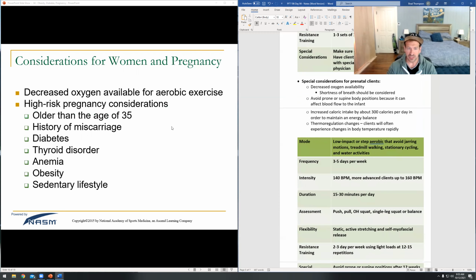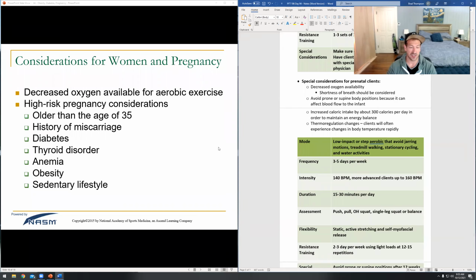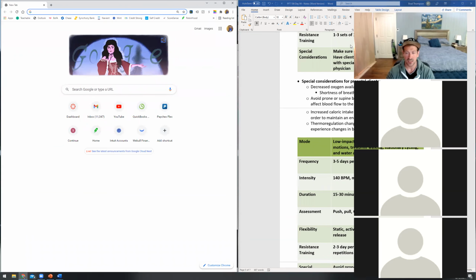So clients who are pregnant, a couple little special considerations that we have got. We've got decreased oxygen availability. Here's the thing. You can absolutely work out pregnant. There's nothing to be worried about there. You are not at risk for harming the baby.